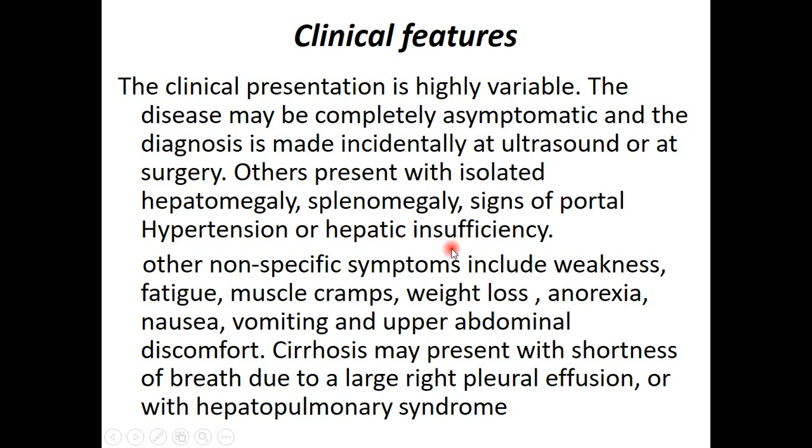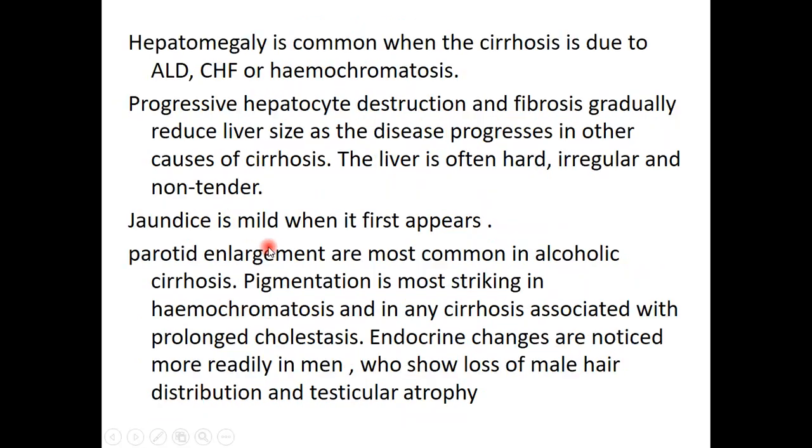So the patient may present with an enlarged liver or enlarged spleen, but the commonest presentation of liver cirrhosis is a small, shrunken liver size. Other non-specific symptoms include weakness, muscle fatigue, muscle cramps, weight loss, anorexia, nausea, vomiting, and upper abdominal pain and discomfort. Cirrhosis may present with shortness of breath. With hypoproteinemia, there may be accumulation of fluid in the sacs, for example in the abdominal cavity as ascites, or in the pleural spaces causing pleural effusion. So he may present with shortness of breath due to a large right pleural effusion with hepatopulmonary syndrome.